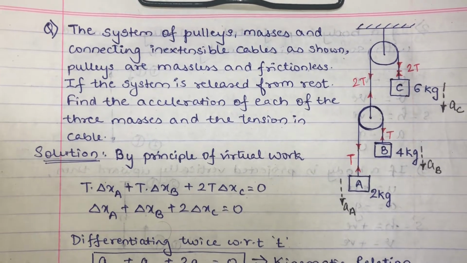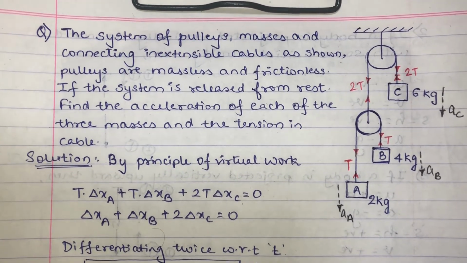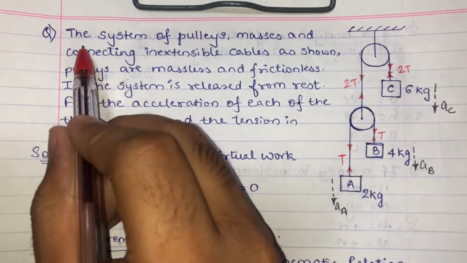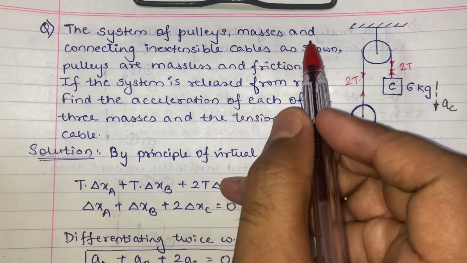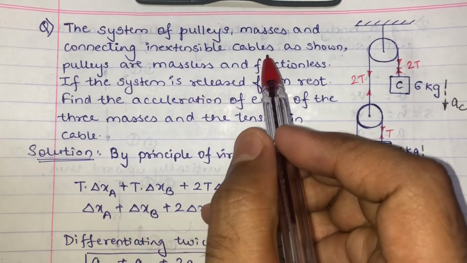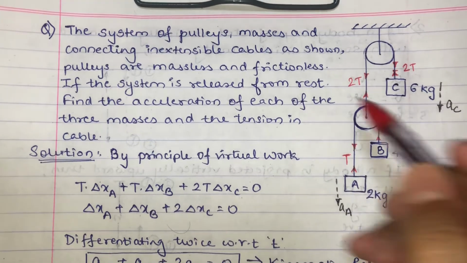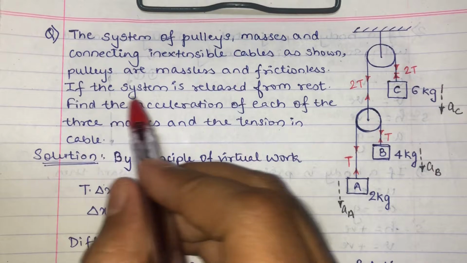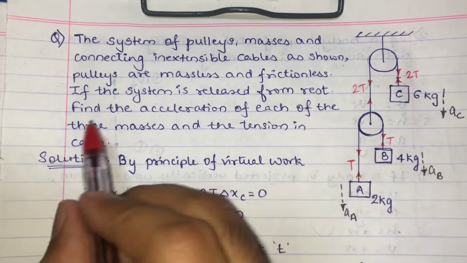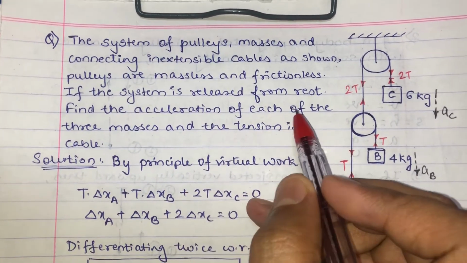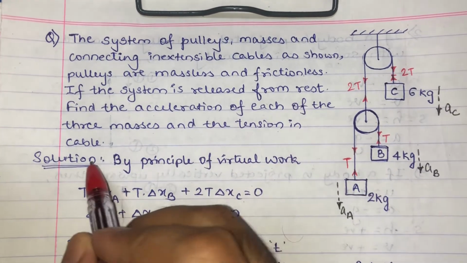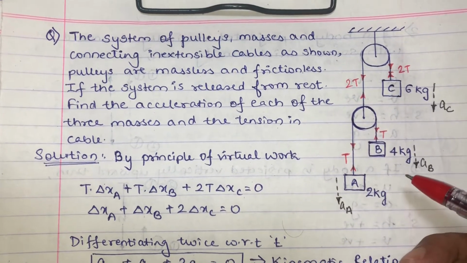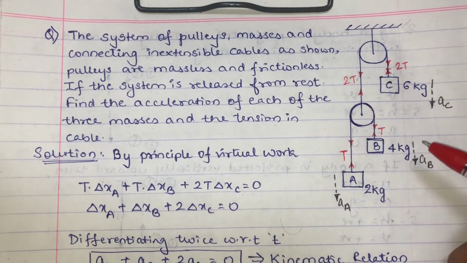Hello students, today we'll be doing a problem based on D'Alembert's principle. The question says: the system of pulleys, masses and connecting inextensible cables is as shown in the figure. Pulleys are massless and frictionless. If the system is released from rest, find the acceleration of each of the three masses and the tension in the cable. The diagram given in blue color is the only one given in the question.